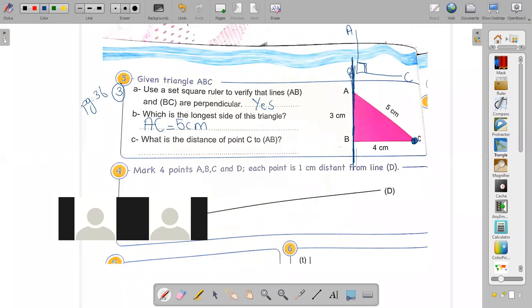Here, no need to use a ruler in order to measure the distance because they gave you the length. The distance, I want to walk from the point C to line AB. How do I walk? This way or this way? Which is the shortest distance? 4 centimeters. 4 centimeters, excellent. So the distance is it 5 or 4? 4. Shortest distance is 4 centimeters because it is perpendicular. We said in the first part they are perpendicular. So we have to move like this. The fastest way is to move perpendicular. So the distance is 4 centimeters. Okay? So always, the shortest way is the perpendicular.